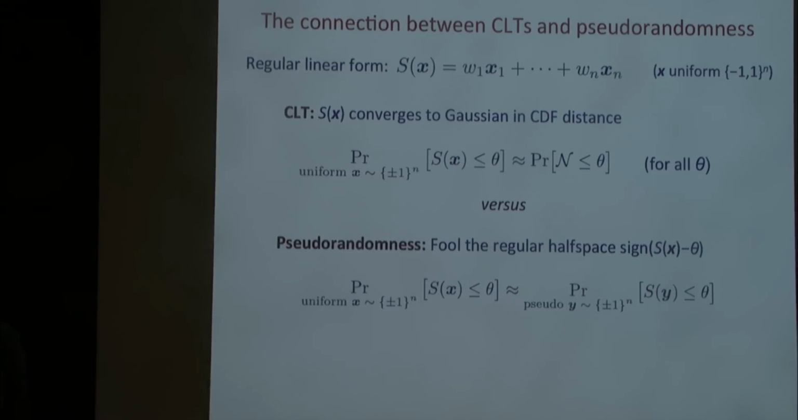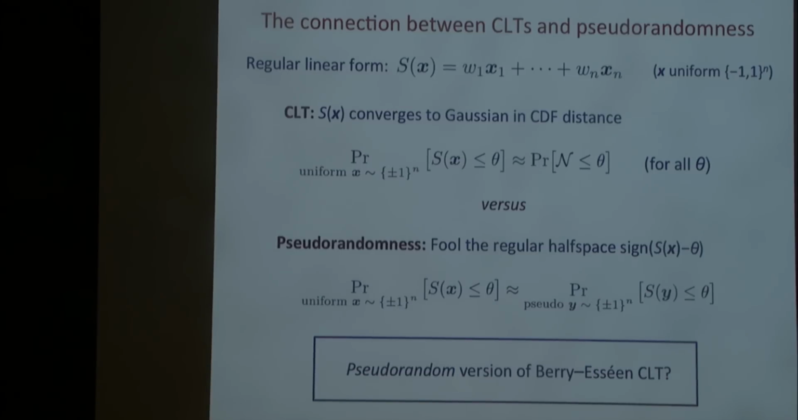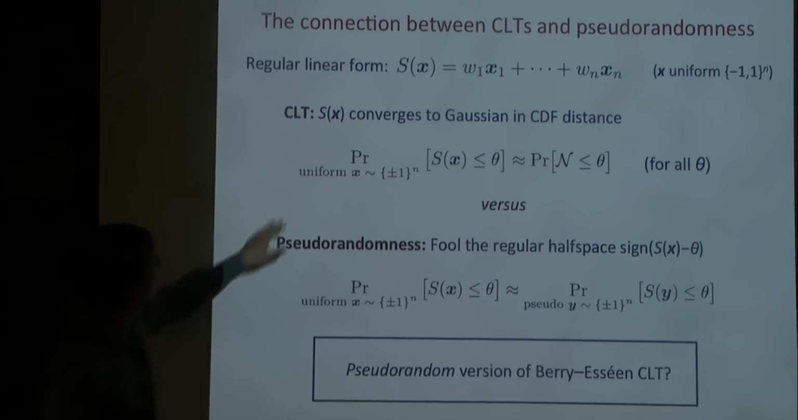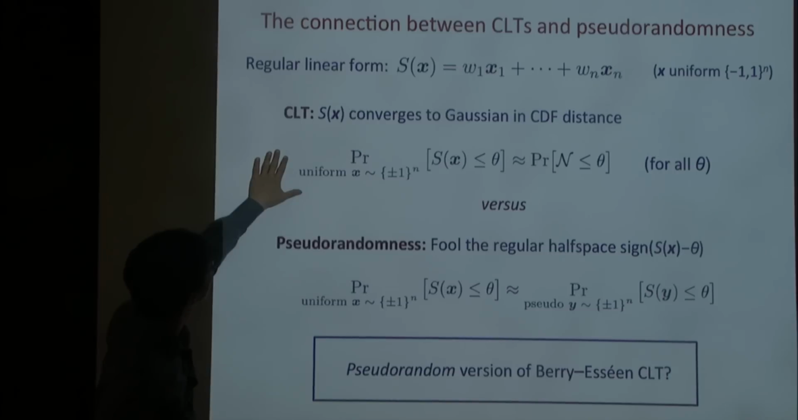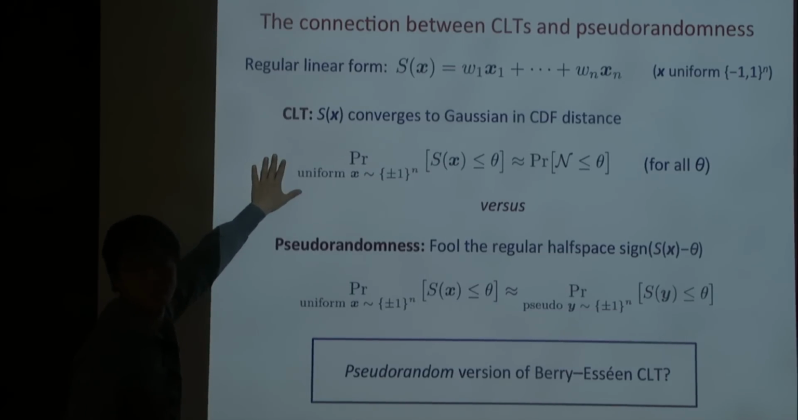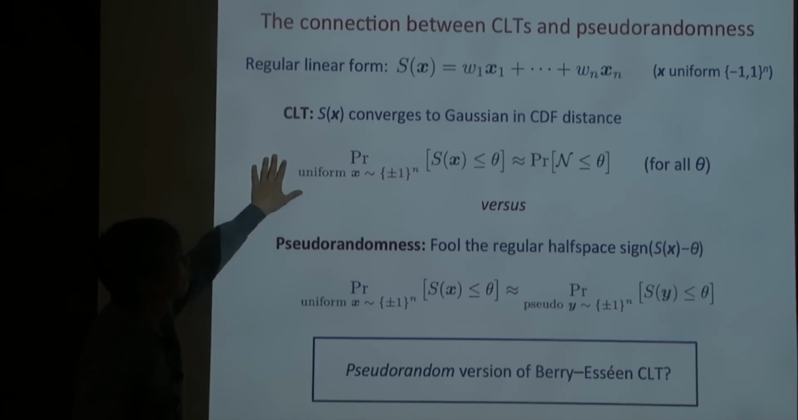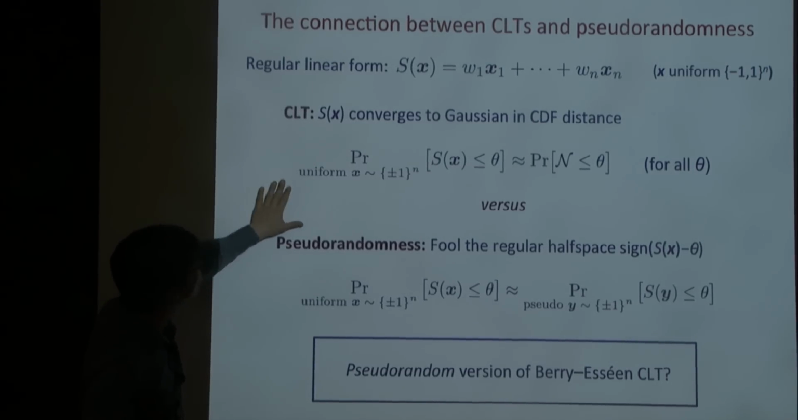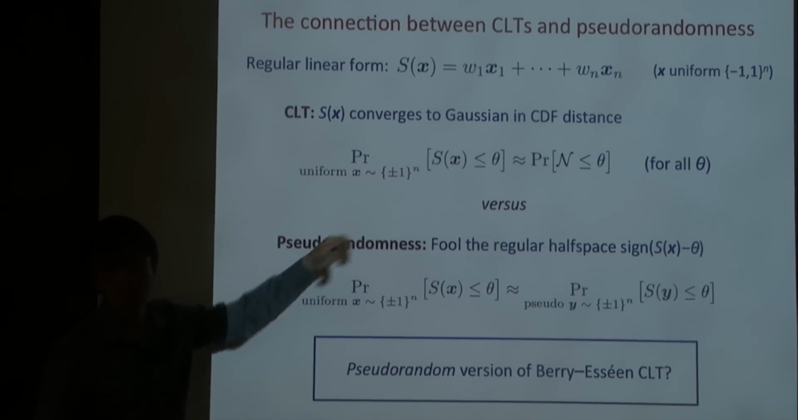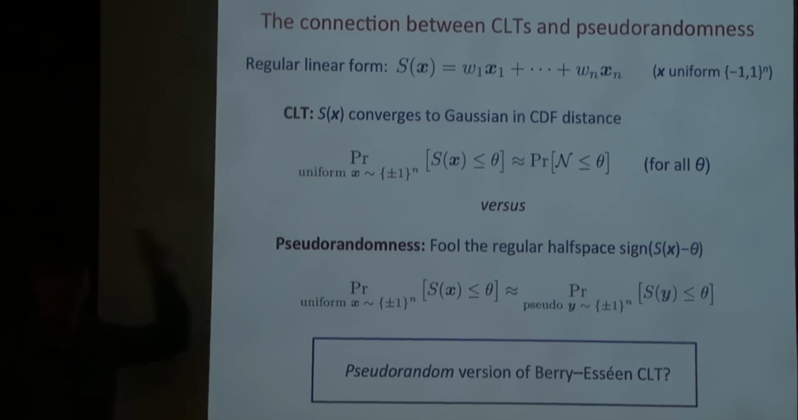So this suggests the use of, first of all, the triangle inequality. Second of all, it would be very nice if there were some sort of pseudo-random version of the Berry-Esseen theorem. If, for example, this CLT allowed the left-hand side to be pseudo-random, then I'm good, right? Because I can apply the regular CLT, and I have my pseudo-random CLT, and using the Gaussian as the middleman, I get this by the triangle inequality.